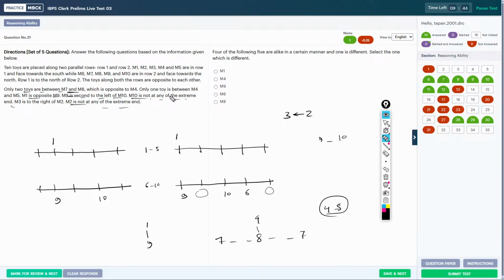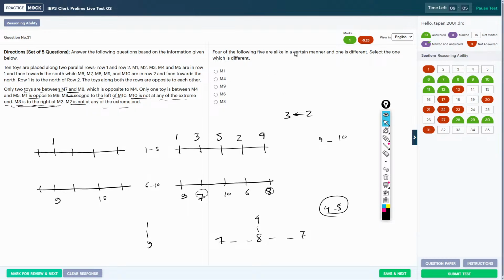Now only one toy is between 4 and 5. M10 is not at an extreme. M3 is second to the right of M2. M2 not at extreme. So here, here, or here, here. So 2, 3. Now 8, 4. 8 here, 4 here, 7 here. 1, 2, 3, 4, and 5 here.